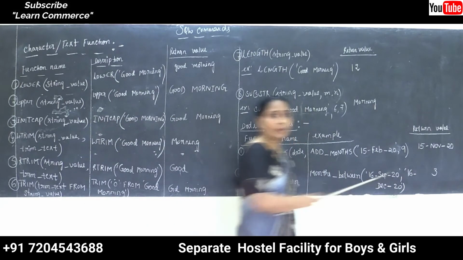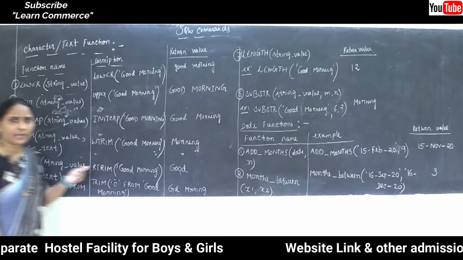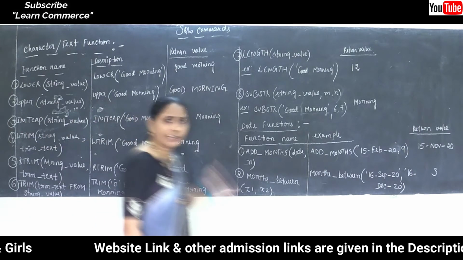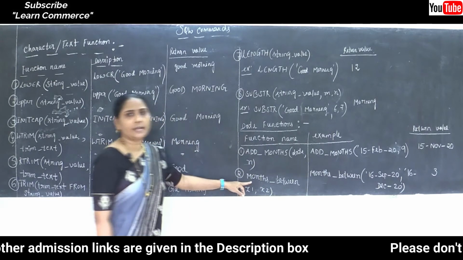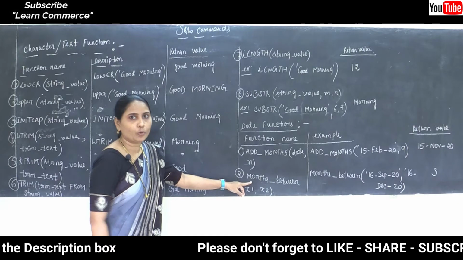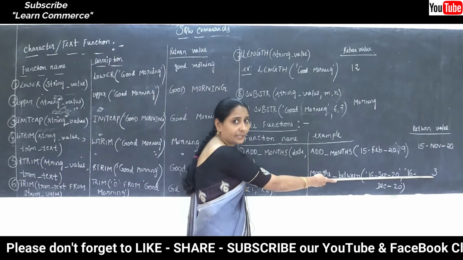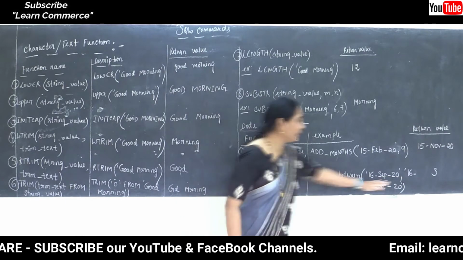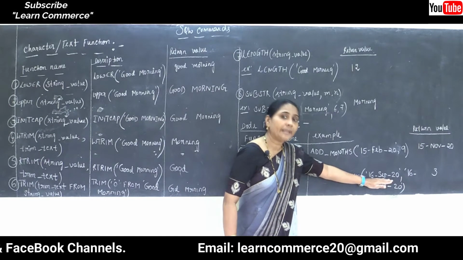Clear this point? Why? Because I already said every function in our date value accepts a date as input and returns a date as output, except one function. The function name is MONTHS_BETWEEN, which returns a number as the output. So in this example, the returning value is a number only. That means it displays the number of months between date x1 and date x2.